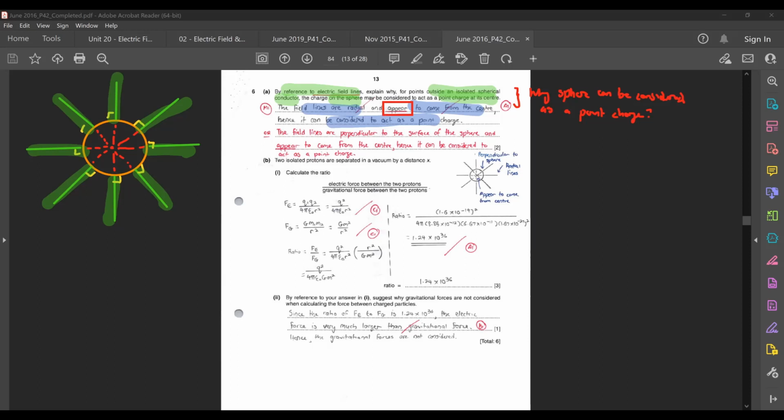There's also another variation of the answer. Rather than saying that the field lines are radial, you just say that the field lines are perpendicular to the surface, and hence your lines appear to come from the center. Therefore, you can consider it to act as a point charge. Saying that the field lines are radial, or that the lines are always perpendicular to the surface, are actually the same point. It's because the lines are perpendicular to the surface that your lines will always be radial, or it's because your lines are radial that your field lines are always perpendicular to the surface. So that one should be all right.